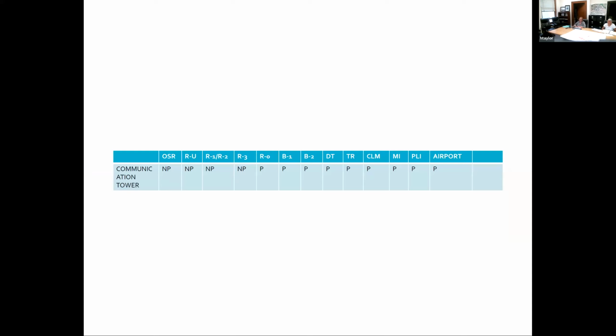And here we recommend allowing communication towers in our heaviest residential zoning district, our commercial zoning districts, the downtown, our industrial zoning districts, the public lands institution zoning district, and the airport.